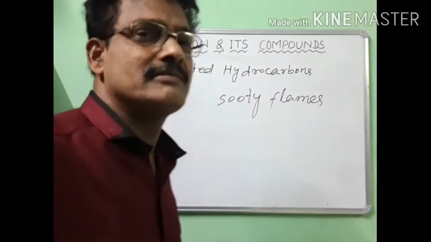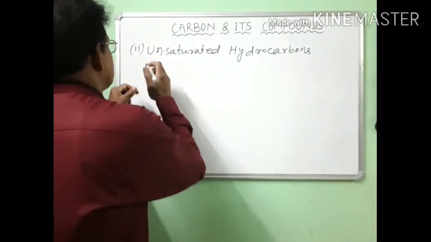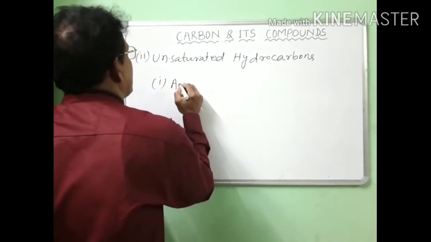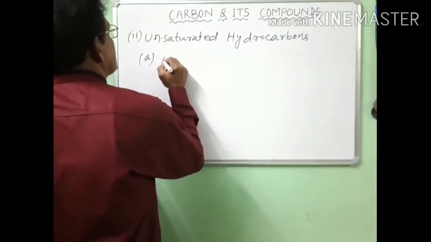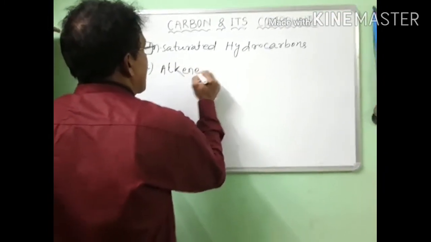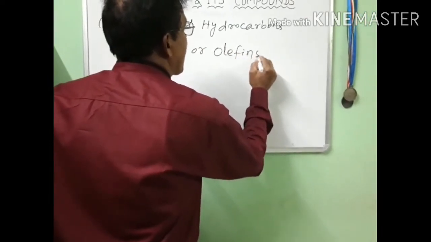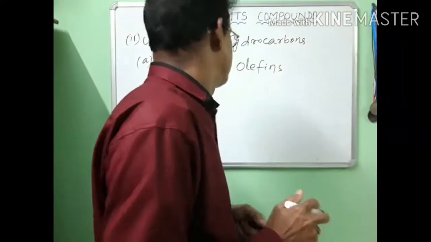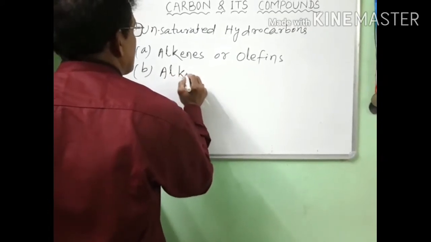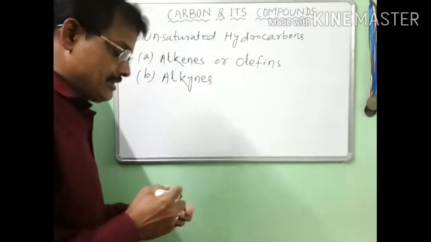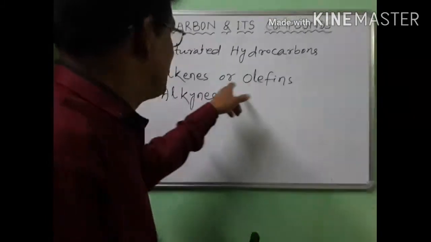Unsaturated hydrocarbons are further divided into two types. The first one is alkenes, or olefins. And the second one is alkynes. First one, alkenes or olefins.